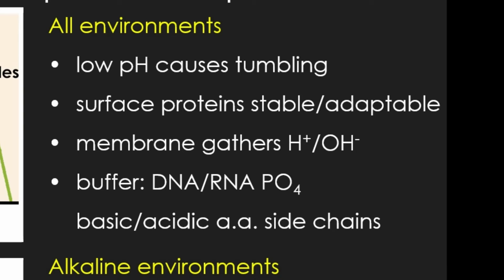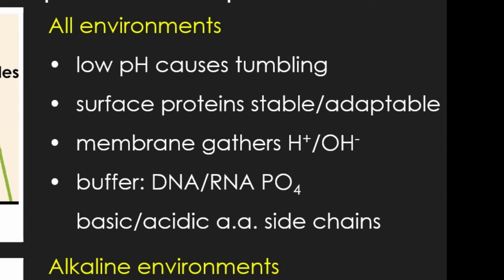They also buffer changes in pH using their nucleic acids, using the phosphate backbone of their nucleic acid. They buffer their environment, and they have basic or alkaline or acidic amino acid side chains, which allow them to adapt to environments. So in any environment, whether you're an acidophile, a neutrophile, or an alkalinophile, low pH makes you move out of the environment. Your surface is very stable to changes in pH and can change, right? It can change and gather protons to offset an alkaline environment or gather hydroxyls to offset an acidic environment.